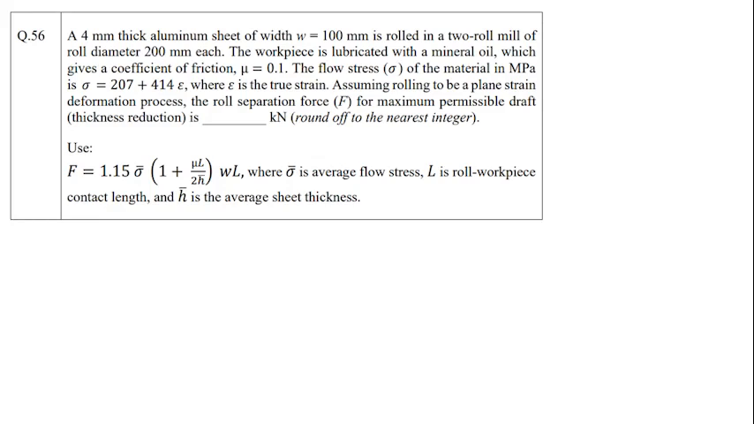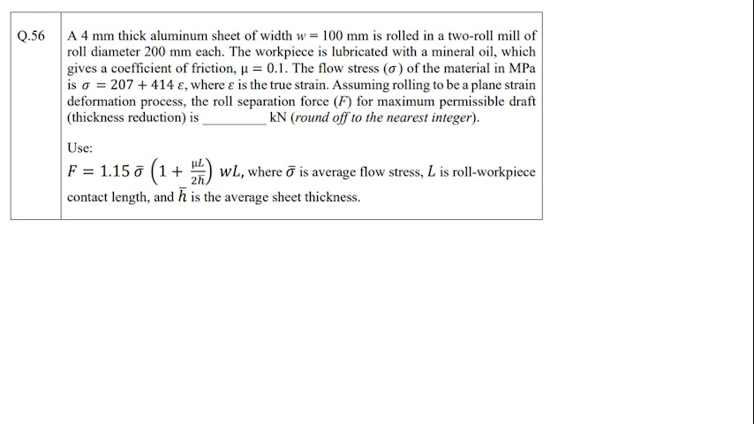We are going to solve this question from GATE Mechanical Engineering Paper 2022 Set 1. The question is: a 4 mm thick aluminium sheet of width W equals 100 mm is rolled in a 2-roll mill of roll diameter 200 mm each. The workpiece is lubricated with a mineral oil which gives a coefficient of friction mu equals 0.1.